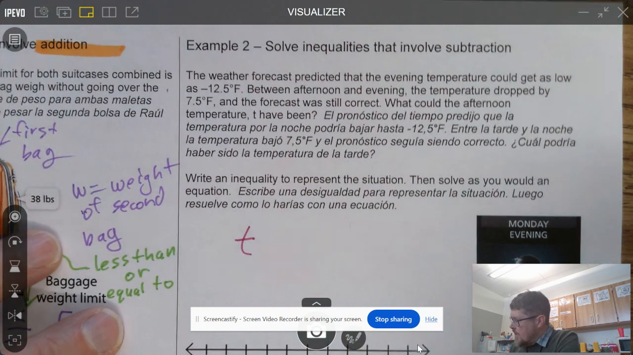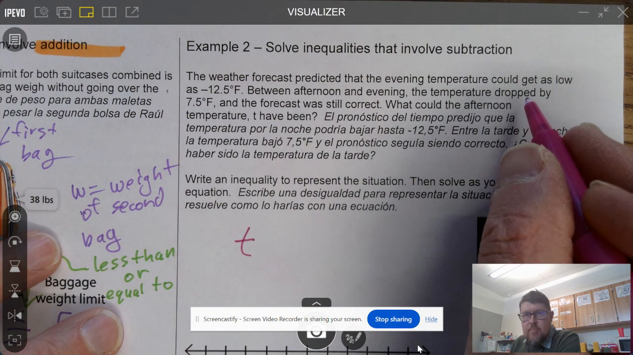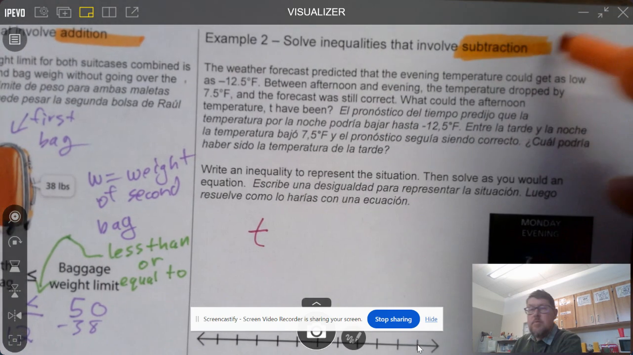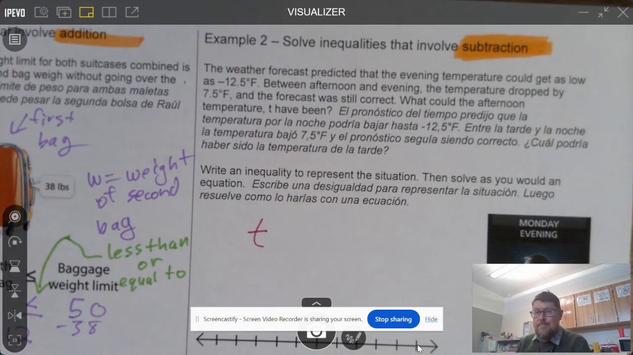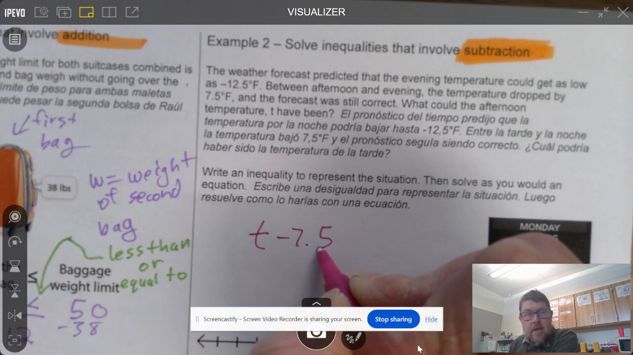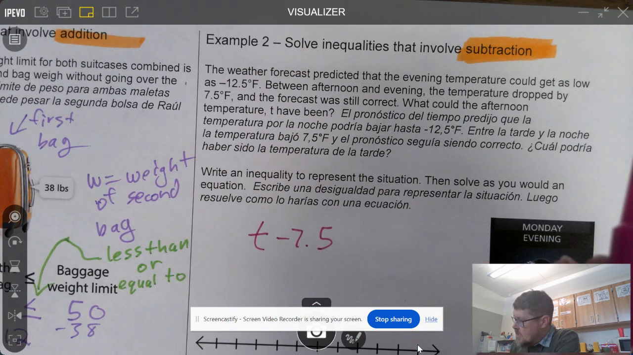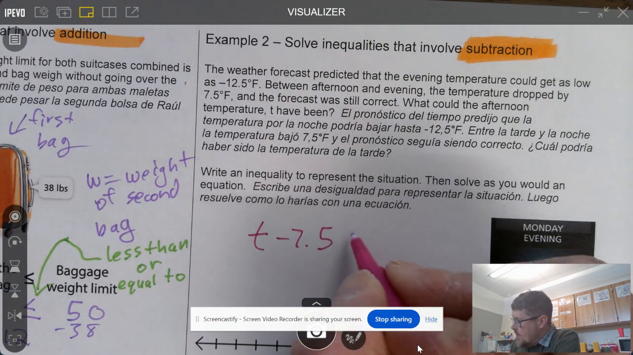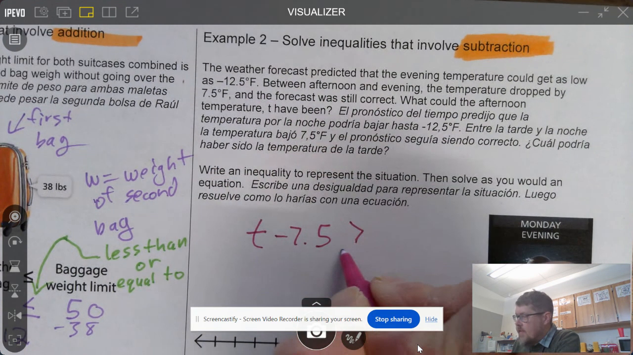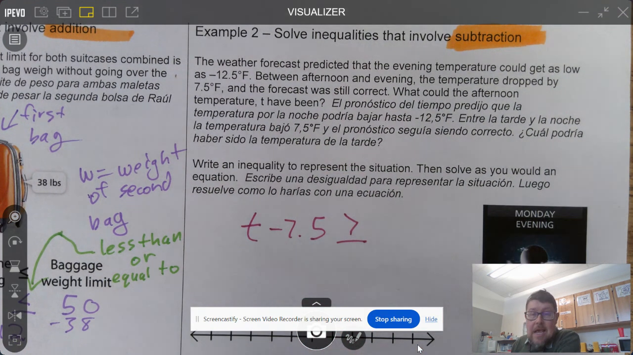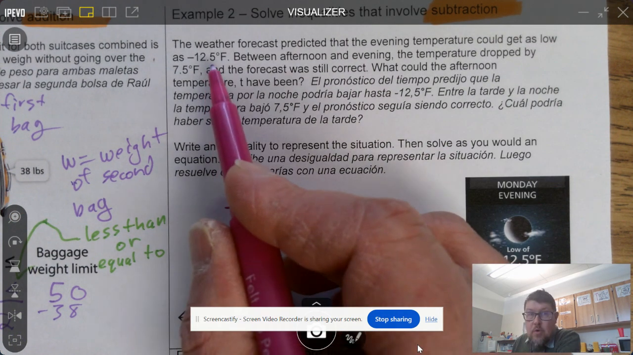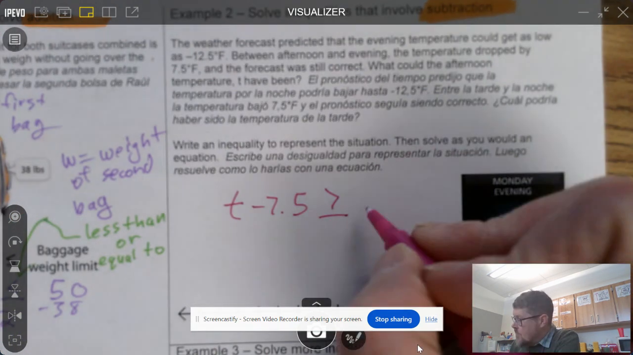So we got that temperature. Dropped by 7.5. That's kind of a clue, right? We're using subtraction in this. Sorry, guys. Should have led with that. My bad. So we've got that temperature. It dropped by 7.5. Okay. And the idea is that negative 12.5 is the lowest it can go. So it's got to be bigger than that, but it can equal that negative 12.5 because it says it could get as low as, which means it could equal that. Okay. And that's what we do.